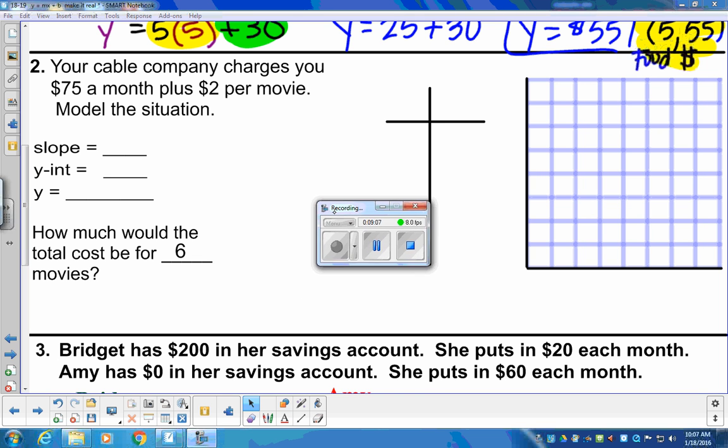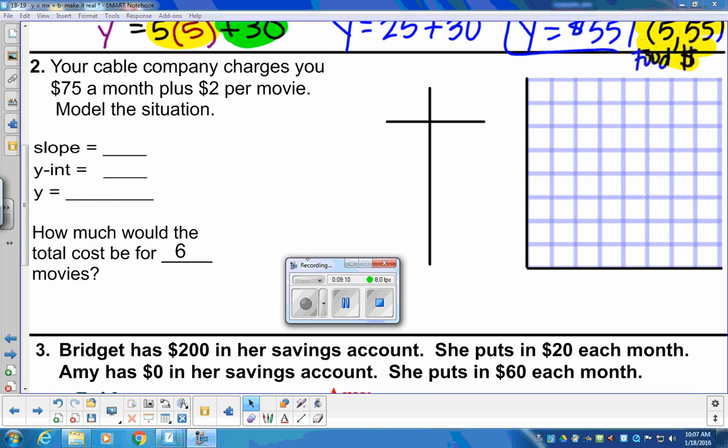In example 2, it says your cable company charges you $75 a month plus $2 per movie. So for our slope, our movement, and our y-intercept, our beginning amount, we're going to think through this problem. The beginning amount is what I like to start with because I think it's the easiest to figure out. What is the fee that you have to pay? What do you have to pay at the beginning? You have to pay the $75. The cable company doesn't even care if you turn on your TV, but you have to pay the $75. So the beginning amount would be $75.